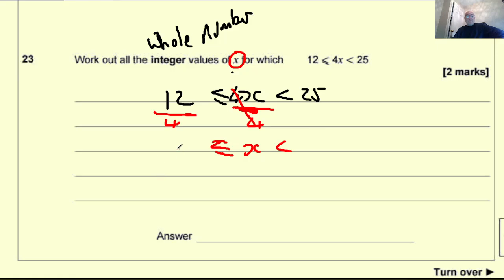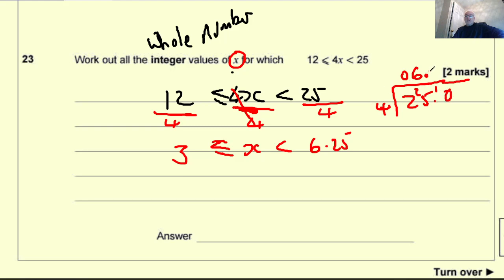And 4 goes into 12 3 times. And I need to do this bit by 4. 4 goes into 25. 6 4s are 24. So I can go 6.25. So again, if I'm unsure about that, 4's into 2 doesn't go. 4's into 25 goes 6, remainder 1. Okay, 4's into 10 goes 2, remainder 2, and 4's into 20 goes 5. So always show your workings when you're doing that.